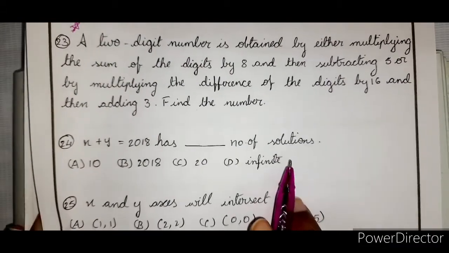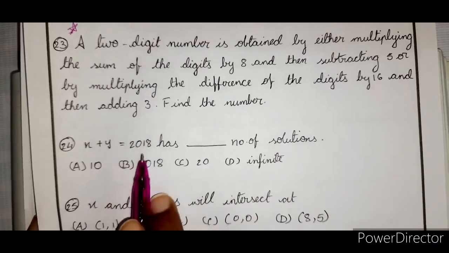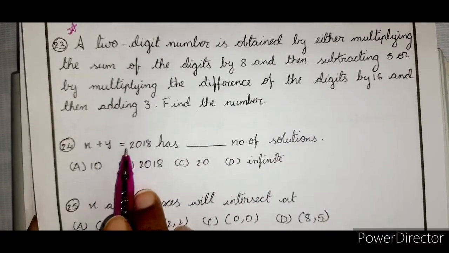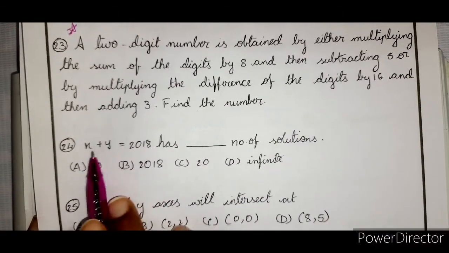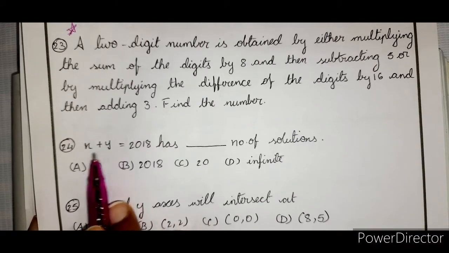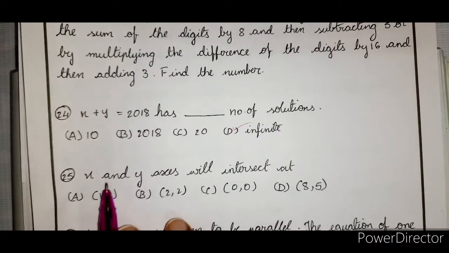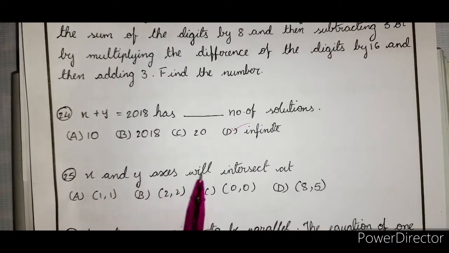So a quick round of things. x plus y is equal to 2000 has dash number of solutions. See here, x and y can be real numbers also. So therefore we will have infinite solutions. And now the x and y axis will intersect at 0, 0.